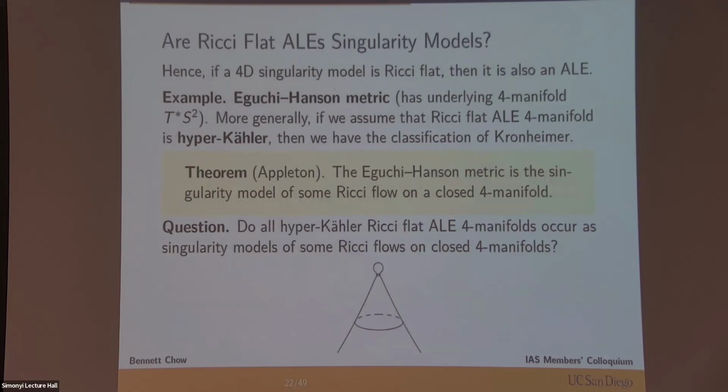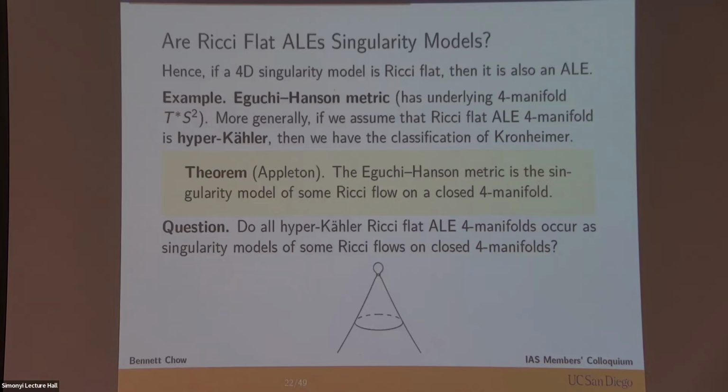And so a well-known example is the Gibbons-Hawking metric, which is on the cotangent bundle of S^2. And this has a lot of symmetry, Killing vector fields. It's also hyper-Kähler. And then there's actually a theorem of Appleton that this particular Ricci-flat ALE, which is modeled on R^4 mod Z_2, can occur as a singularity model of Ricci flow. So then one can ask, I think this is unknown as far as I know, whether any hyper-Kähler ALE four-manifold can occur.